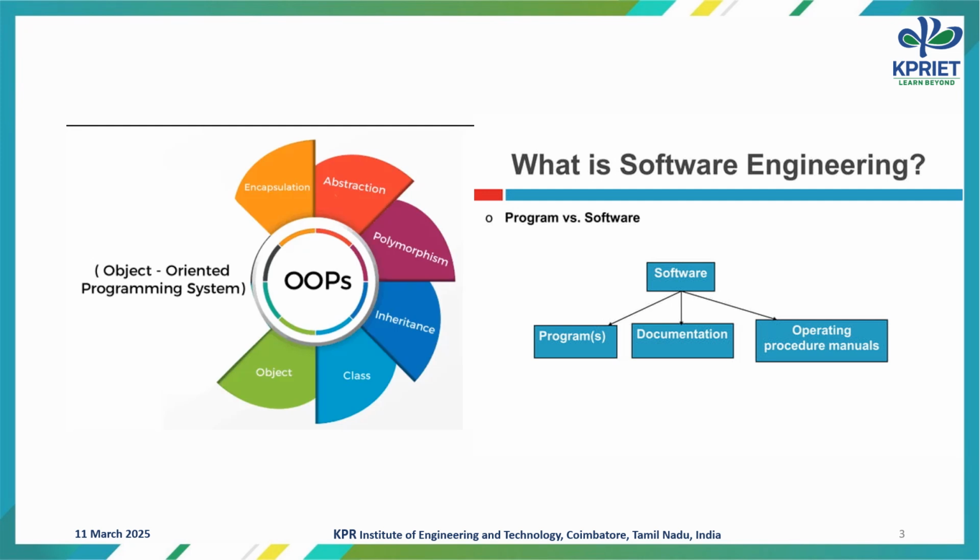As we all know about object oriented concepts, because we have studied already in Java programming, right? Object oriented programming starts with object and then class, inheritance, polymorphism, abstraction, encapsulation. These all cover object oriented concepts, right? So, what is an object?